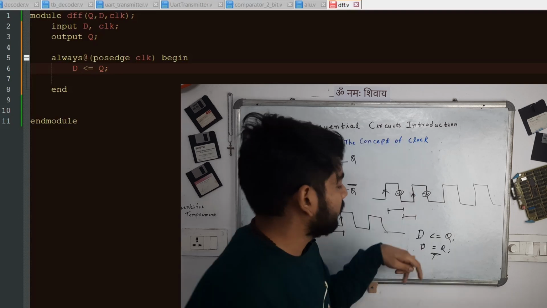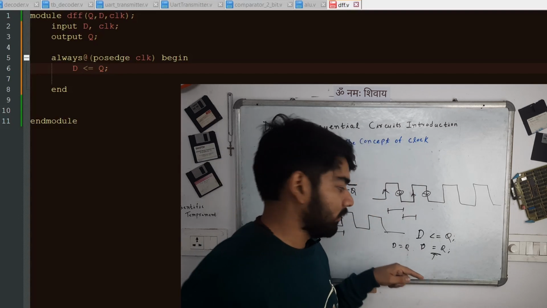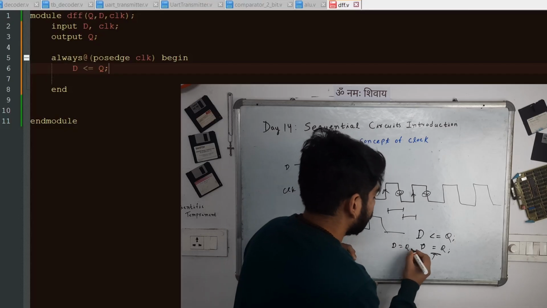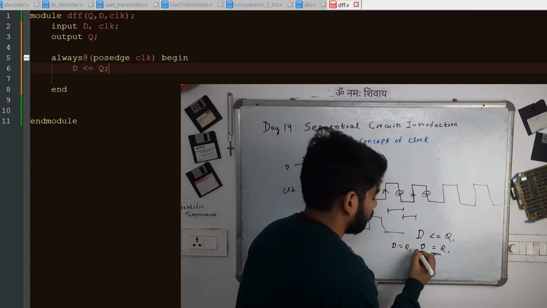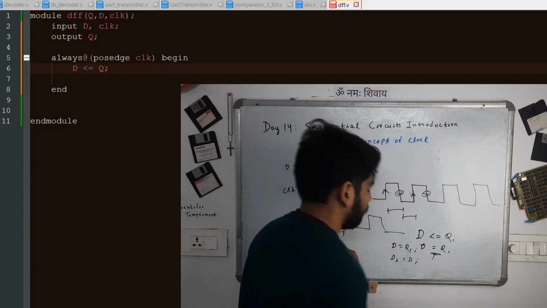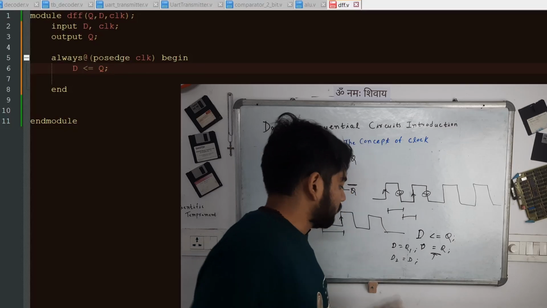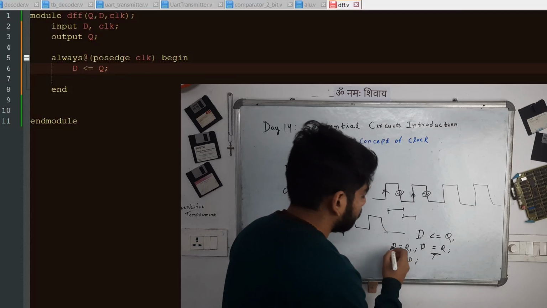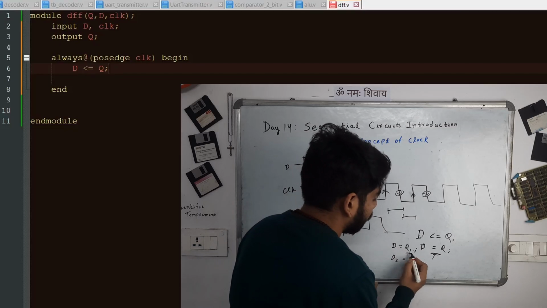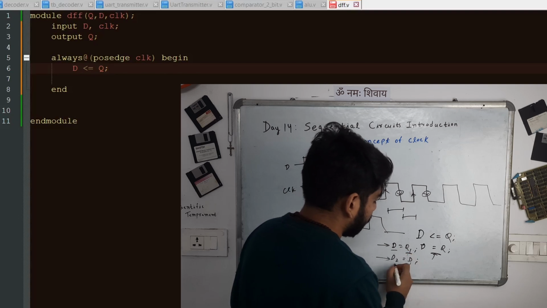Why? I'll explain with an example. Let's say we have D equal to Q1, and let's say D2 is equal to D. If we write this inside always at posedge clock, what is going to happen is that D will get the value of Q1 first. Then we get into the next line, and whatever D is now will get assigned to D2.